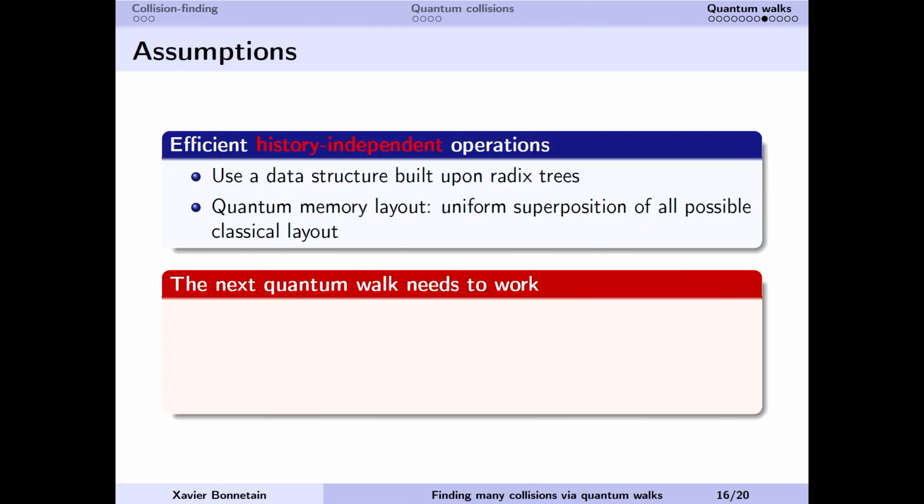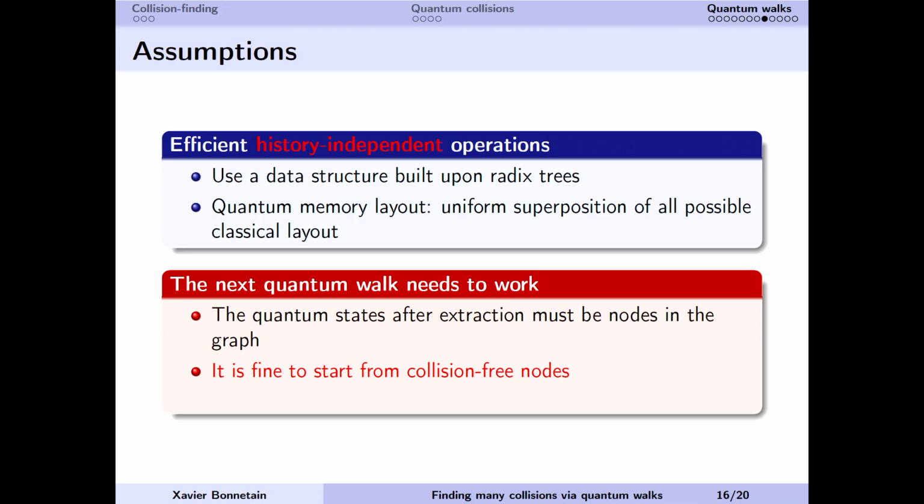And the other assumption is that the next quantum walk needs to work. And for that, this means that, well, first, this is a technicality, but the things we obtain after the measurement must correspond to a node in a Johnson graph. But also, it must be OK to start from the nodes that do not contain any collision. And for this to be true, we need the superposition of collision-free nodes to be close to the uniform superposition of all nodes. Another way to see it is that, on average, a node does not contain collisions. Nodes with collisions are only a small fraction. And under this assumption, our algorithm works.